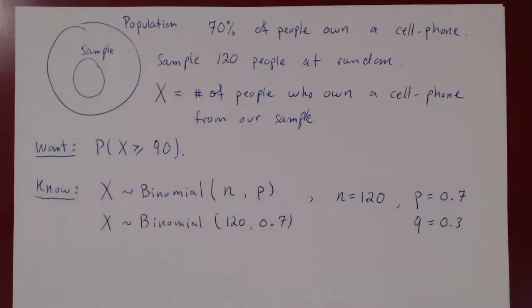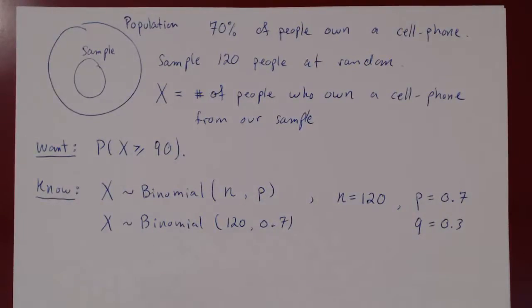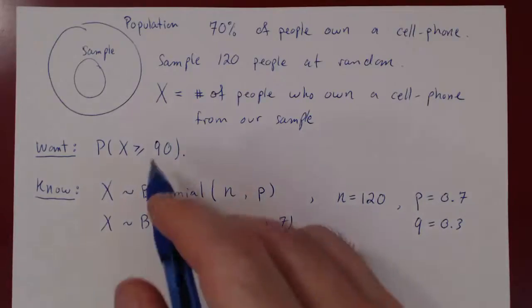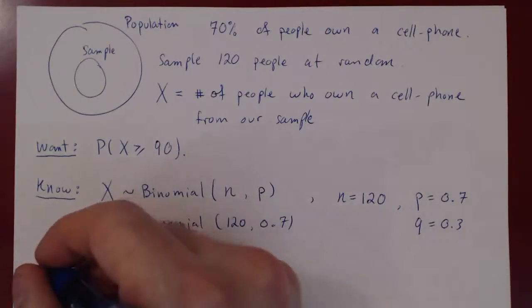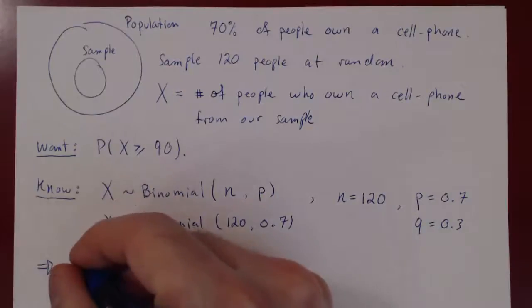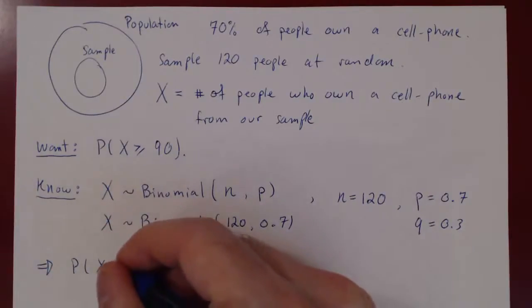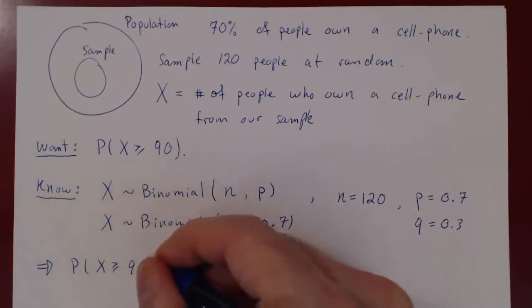Well, let's see now if we attack this question directly. Let's see if with this distribution, that is the binomial distribution, we can provide an efficient solution, or will it involve a lot of work? So now think of it this way. We are looking for the probability that x is equal to or greater than 90.